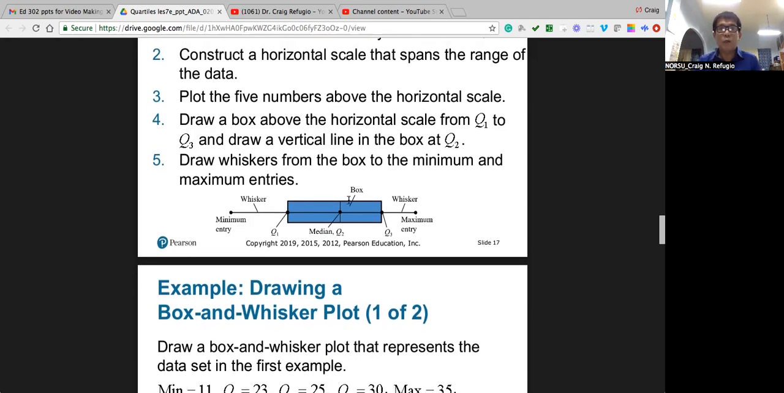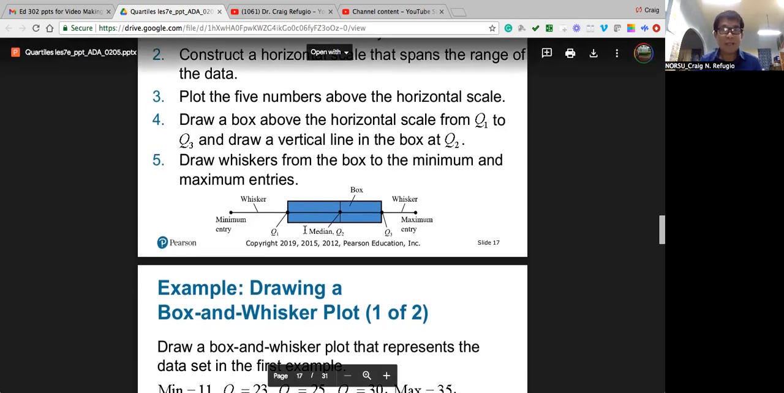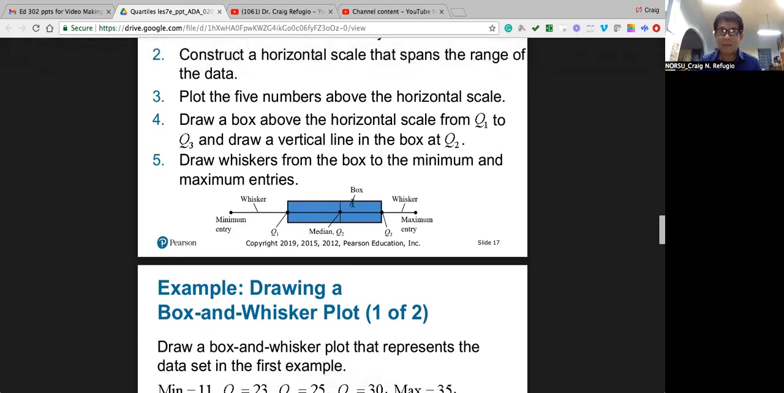So take note, when you draw the box, it would not be that big. Just have an ideal one, not so big nor so small. But of course, when you draw the rectangle, from one point to another point, the length of the box must contain Q1 and Q3, passing through Q2.